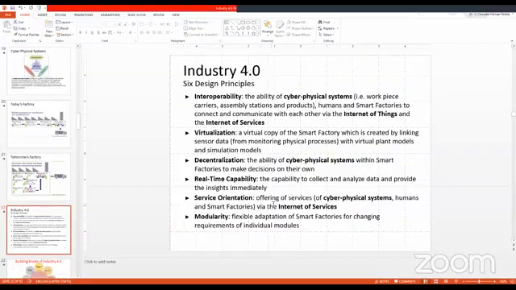Industry 4.0 essentially consists of 6 design principles. Interoperability: the ability of cyber physical systems, that is workpiece carriers, assembly stations, and products, humans and smart factories to connect and communicate with each other via the Internet of Things and the Internet of Services.